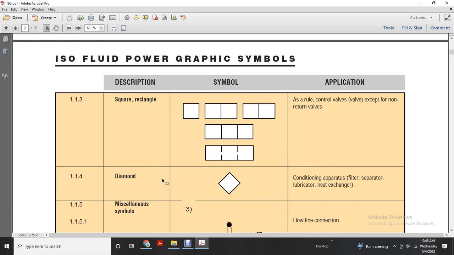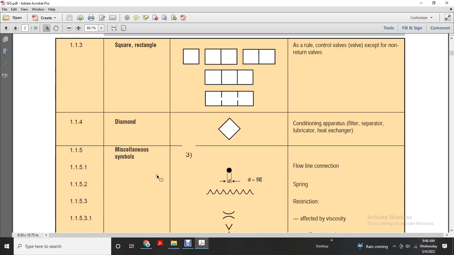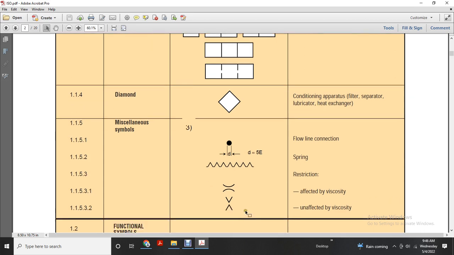Diamond: conditioning apparatus, such as a filter, separator, lubricator, or heat exchanger. Miscellaneous symbols: dimension lines, with the diameter equal to 5 times that of a full flow connection. Spring zigzag; restriction, with effective viscosity and unaffected viscosity.